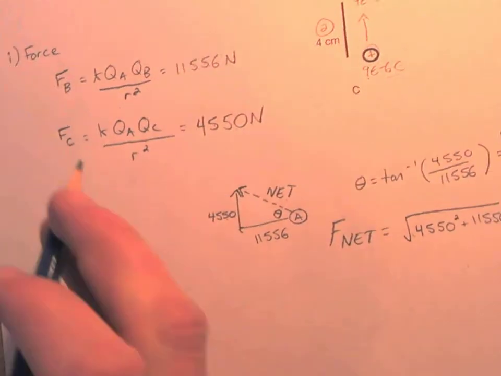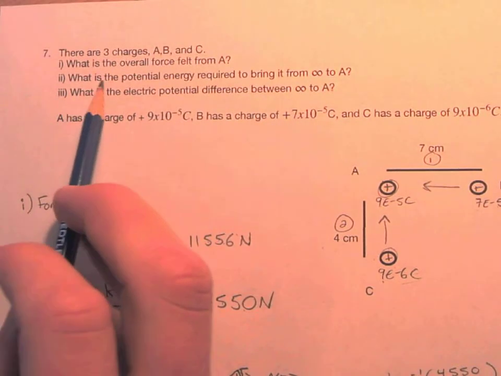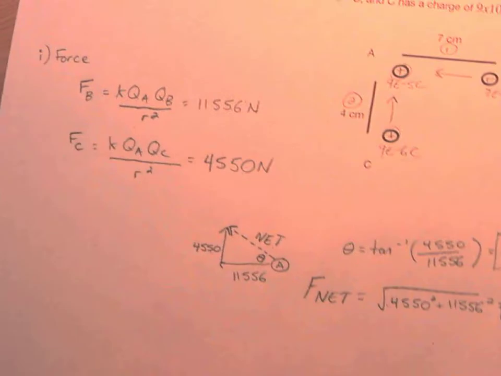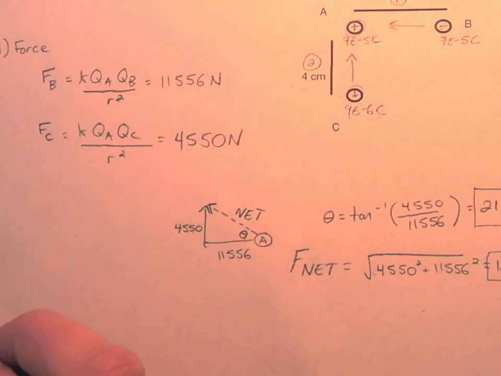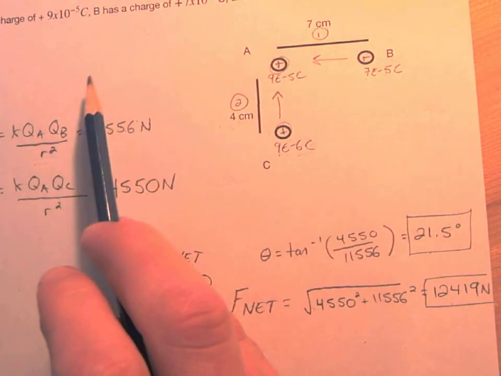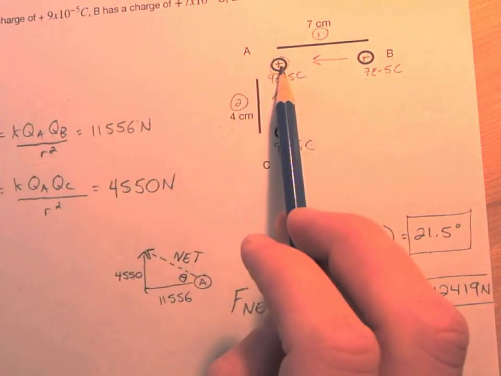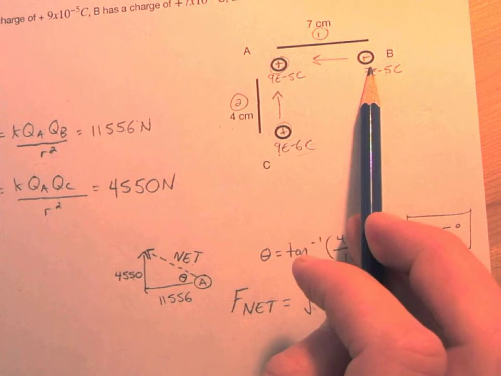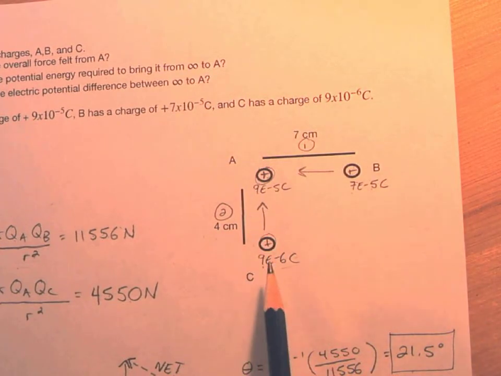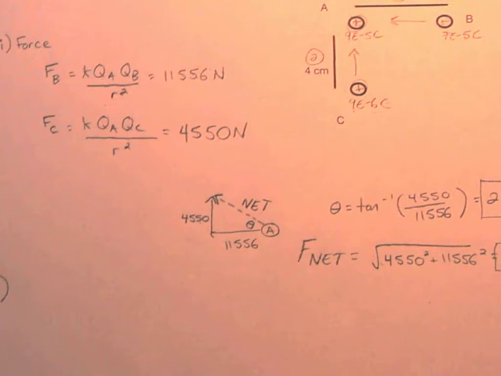Alright, so we did the first one, force. Now the second part, what is the potential energy required to bring it from infinity to A? So here we go, note 2. Let's just look at it in different parts. So you're going to bring infinity to here in respect to B, and also infinity to here in respect to C. So we're going to do them in just two different cases.